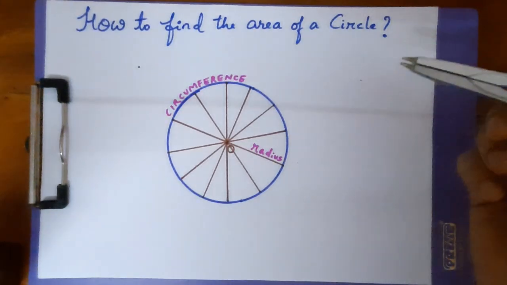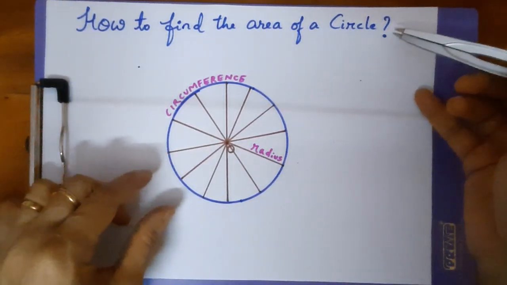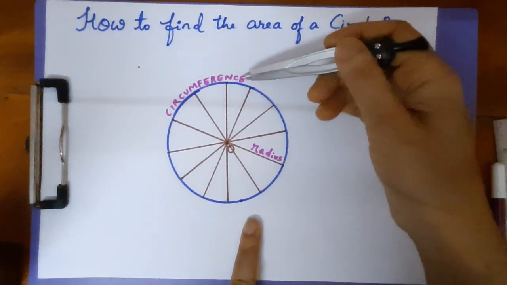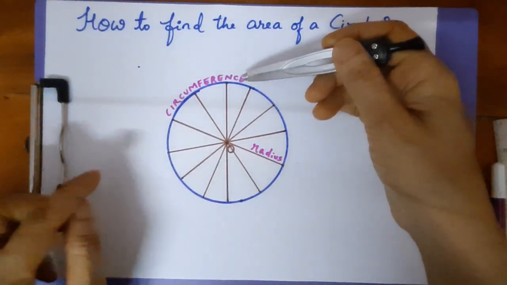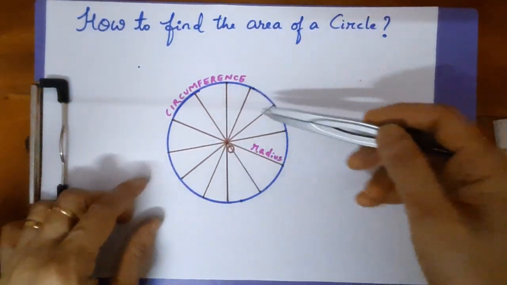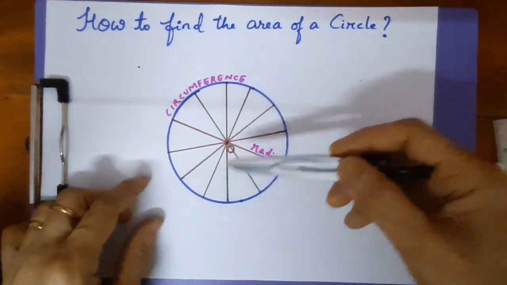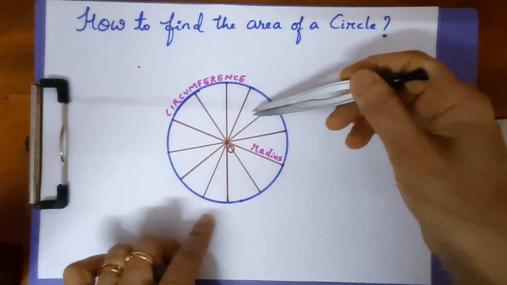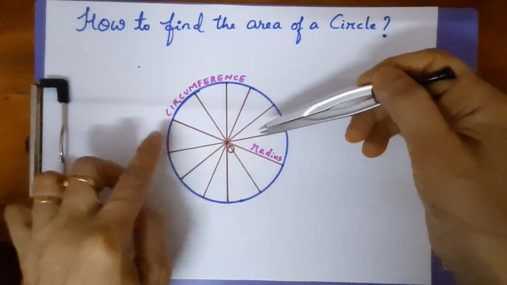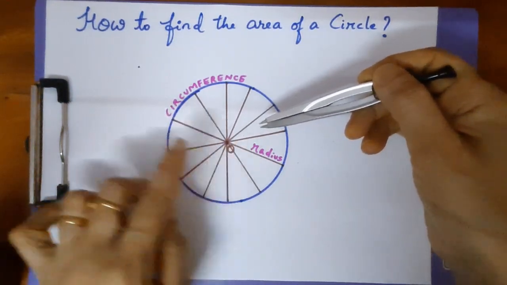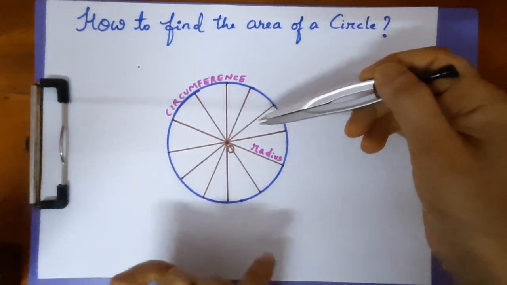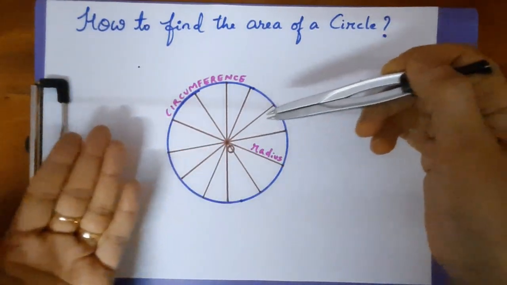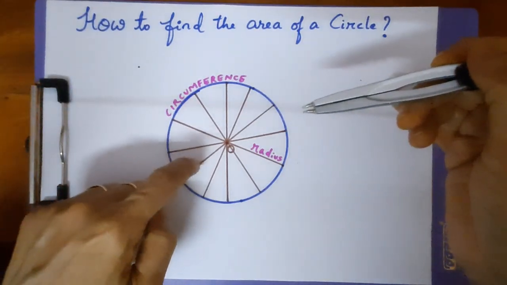Let us now understand how to find the area of a circle. This is a circle with the radius r and circumference C. Now to find the area, the surface covered by this circle, let me divide this circle into different sectors. This is a sector, each one is a sector. I have drawn several diameters to divide it into different sectors. And now the area of each of these sectors, if combined, will give the area of the circle.